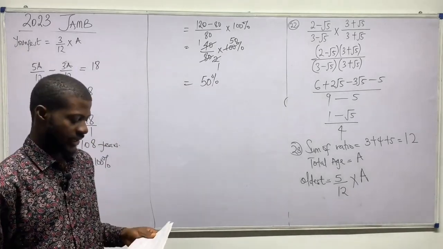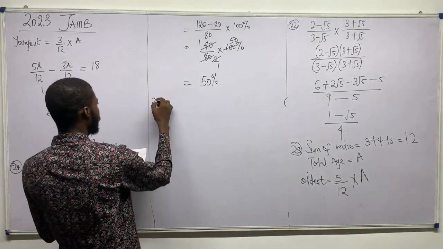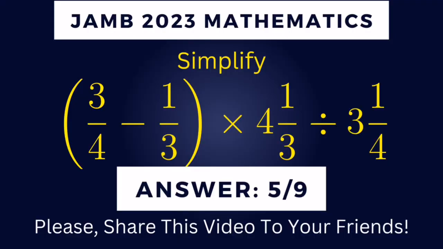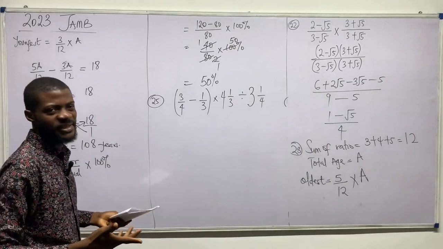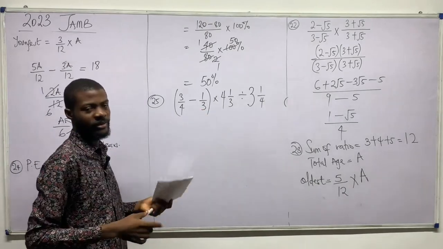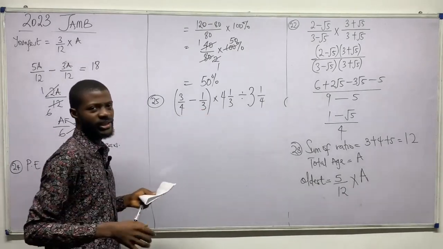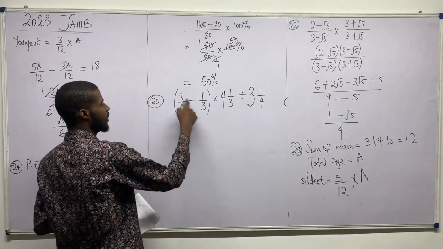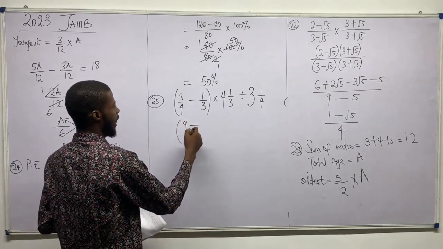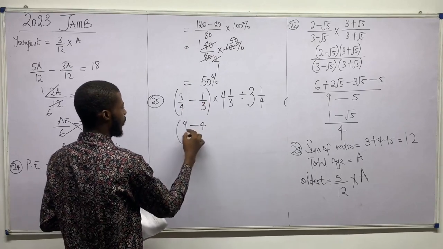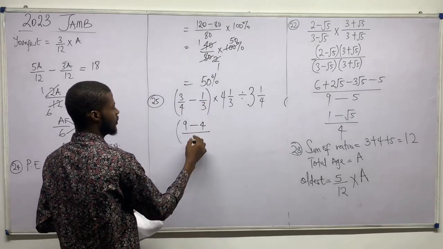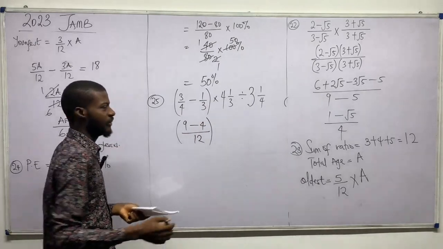Question 25. You are asked to simplify 3/4 minus 1/3 times 4 whole number 1/3 divided by 3 whole number 1/4. So what do we do here? It's very simple. This is a bracket. I have to start from this. Now, there's an easy way of doing this. 3 times 3 is 9. Minus 4 times 1 is 4. Divided by 4 times 3 is 12. Kind of easy for me.